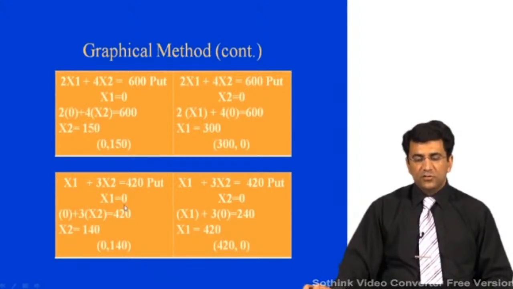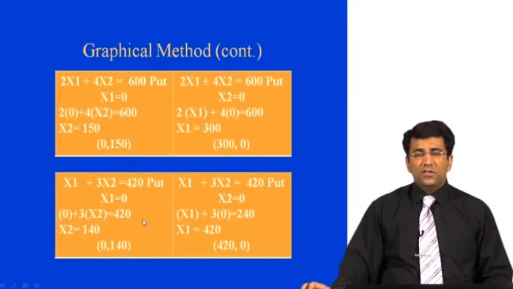So we will put x1 is equal to 0, we will get x2 is equal to 140, which is the y-intercept. And again we will put x2 is equal to 0, we will get the value of x1 equal to 420. So this is the second point. So class, we got the 2 points for all of these three equations.